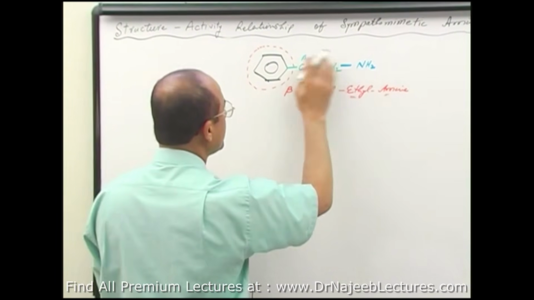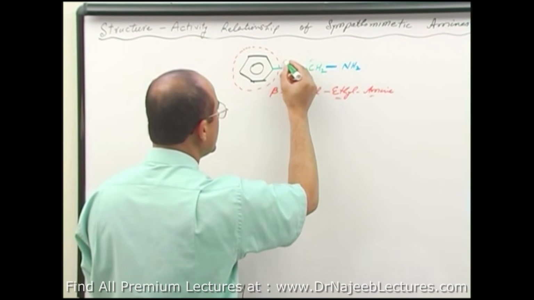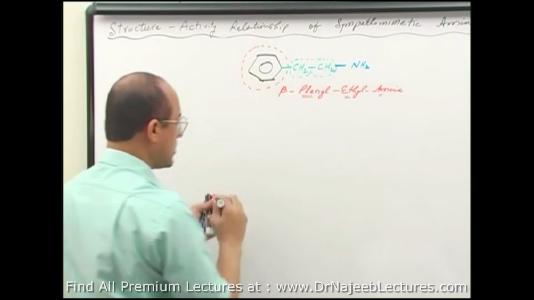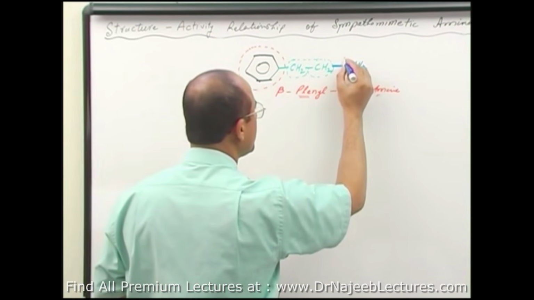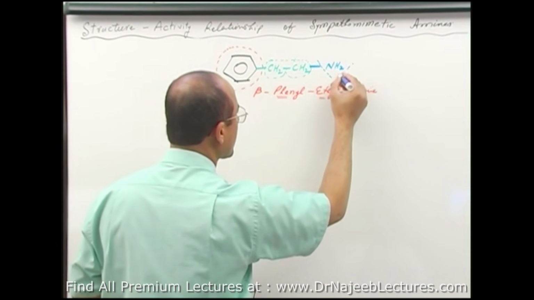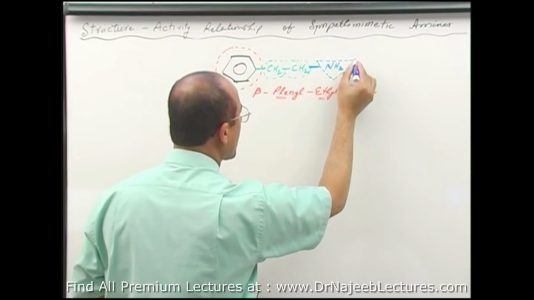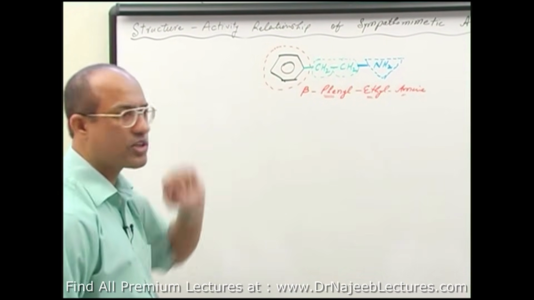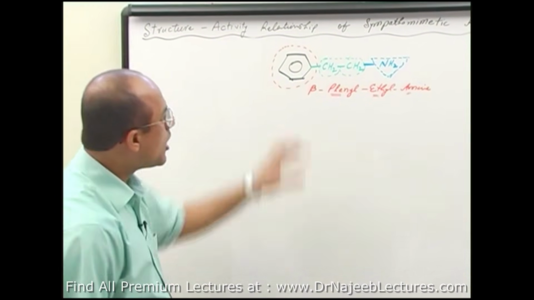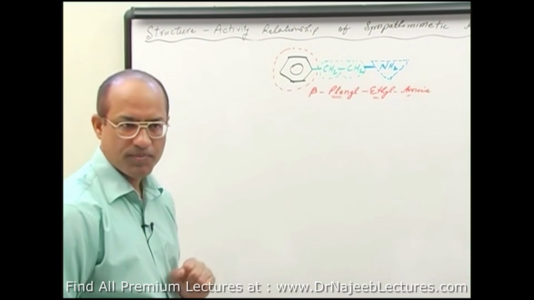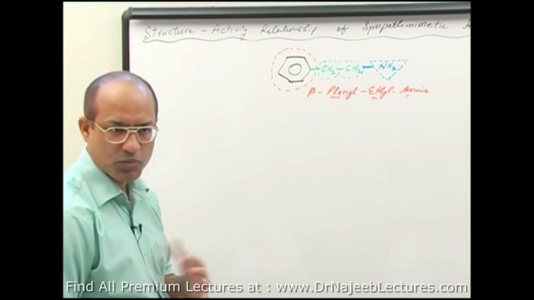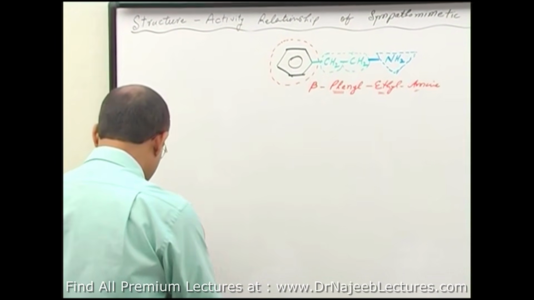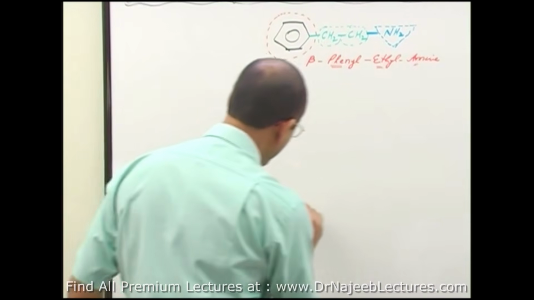this is its ethyl component of the chain, and here it is amino side chain, right? Now this is the primary structure of all sympathomimetic drugs. How does this structure fit into the adrenergic receptor to produce its action? Let me draw a cell on which there are many adrenergic receptors.